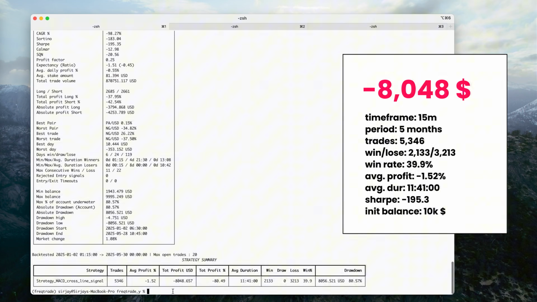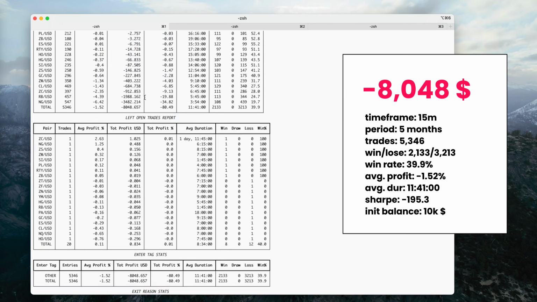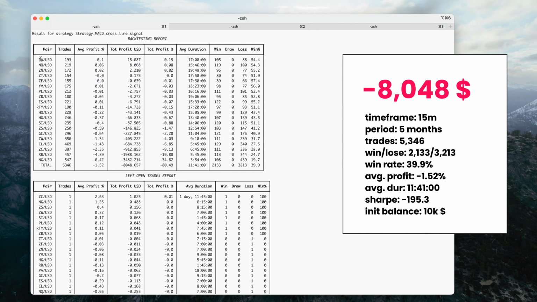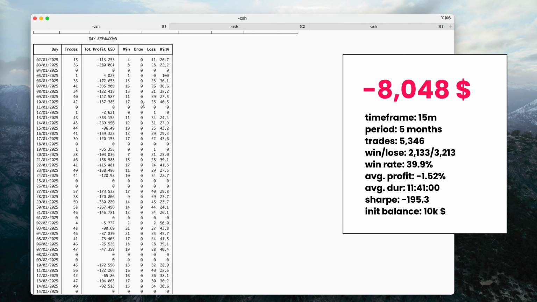Let's check the results. We got minus $8,000, the worst result. So everything is low, low win rate, low average profit. What about long short positions? They're both negative and Sharpe obviously super small. Let's check the pairs. These are the pairs I traded, and mostly everything is also negative. For the day breakdown, also the same. We got losses almost every day.